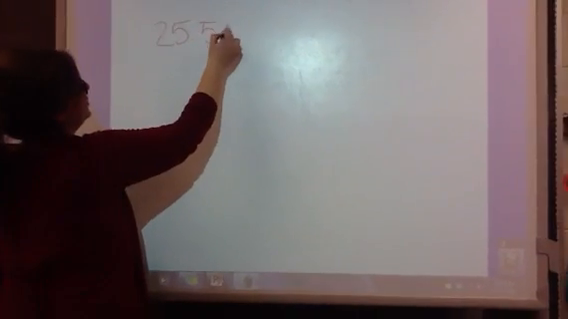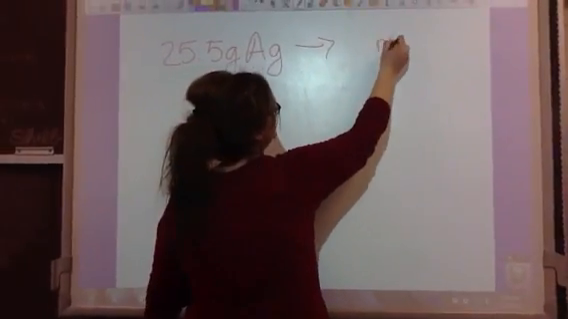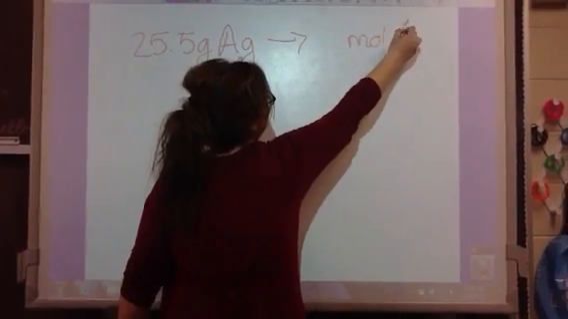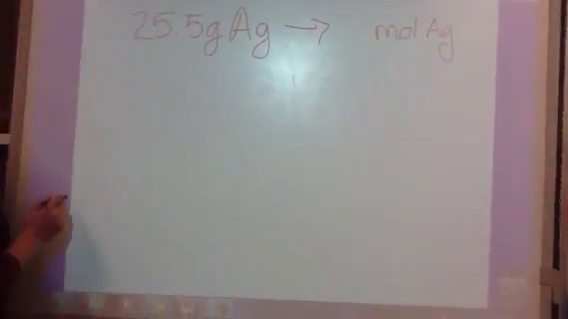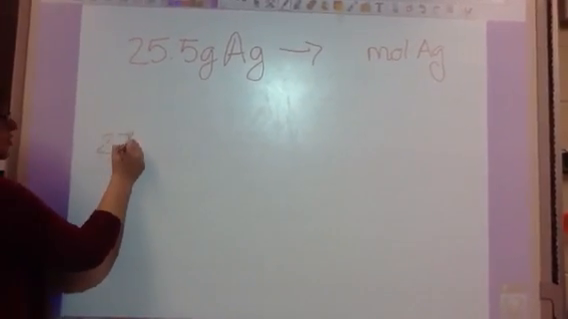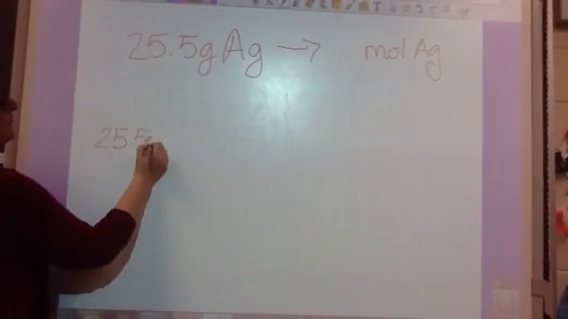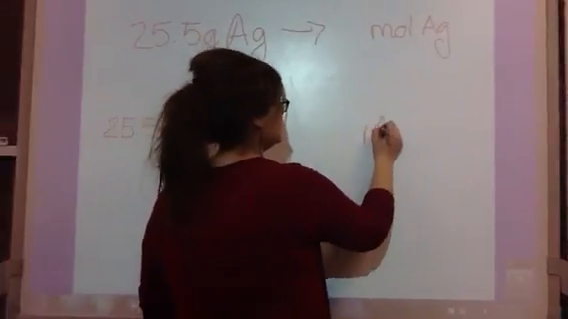I want to know, if I give you 25.5 grams of silver, I want you to convert that to moles of silver. So I have 25.5 grams of silver. I want to convert it to moles of silver. So I'm going to show all of my work here. I have 25.5 grams of silver. My goal is to get to moles.